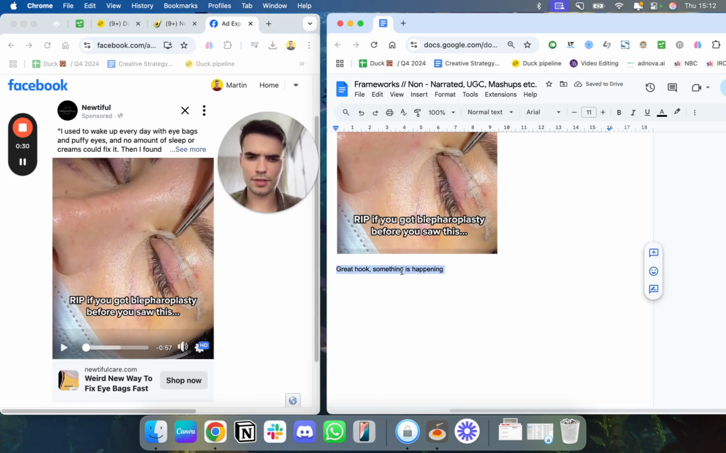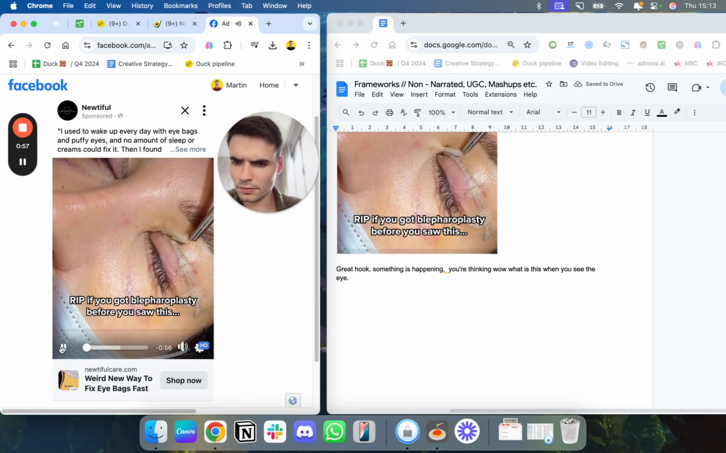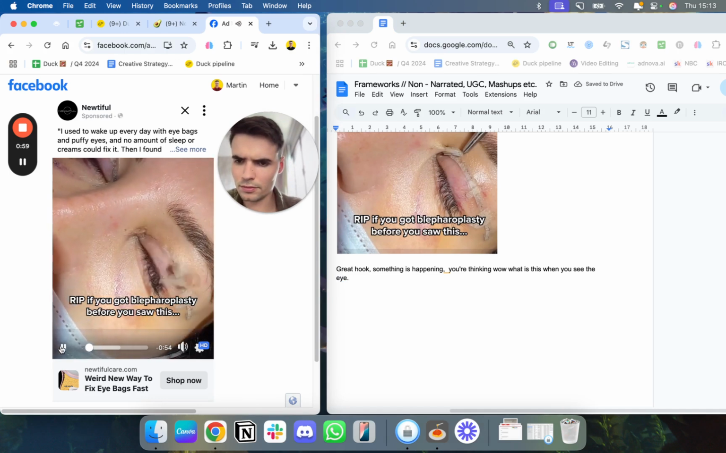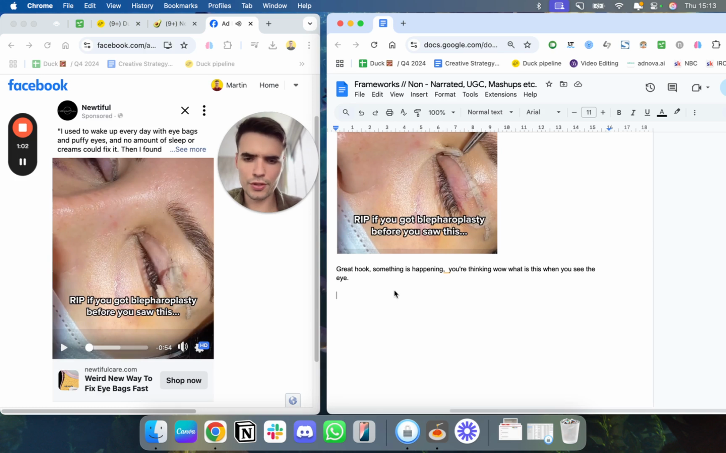So I'm going to do this a little bit different. You're thinking, wow, what is this? When you see the eye. Alright, let's move on. Rest in peace if you got blepharoplasty before you saw this.